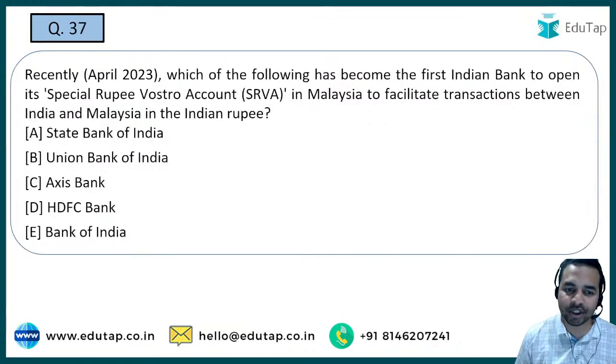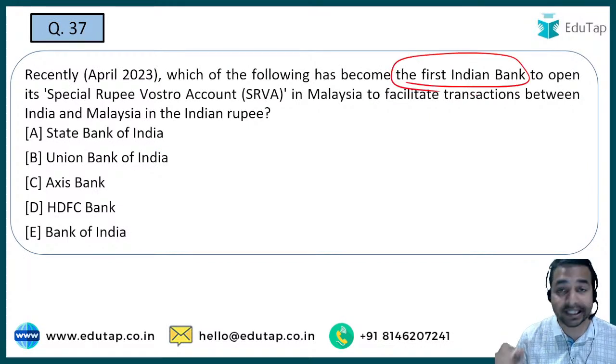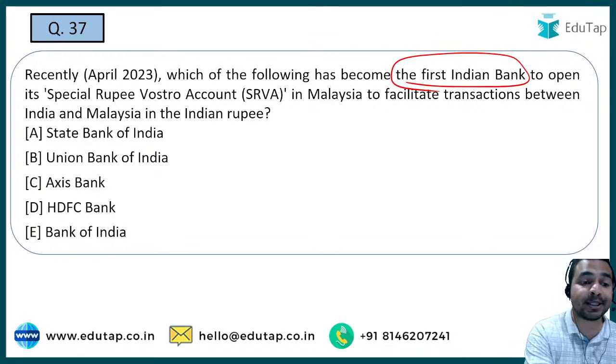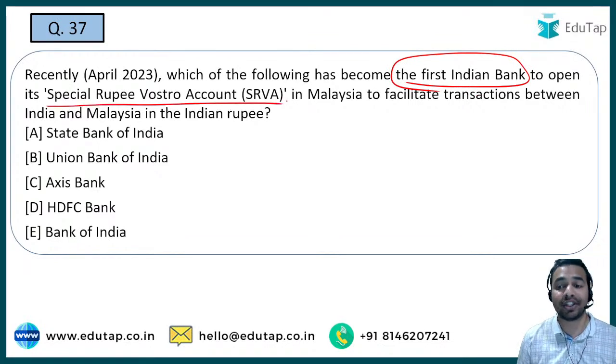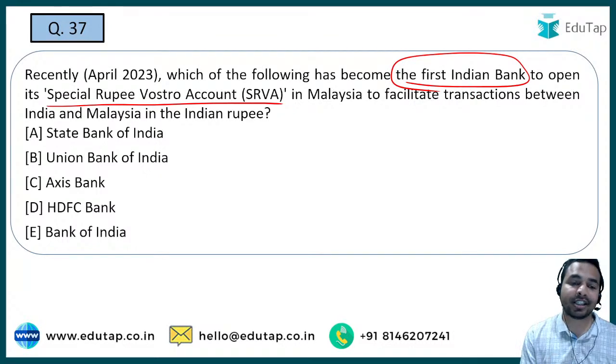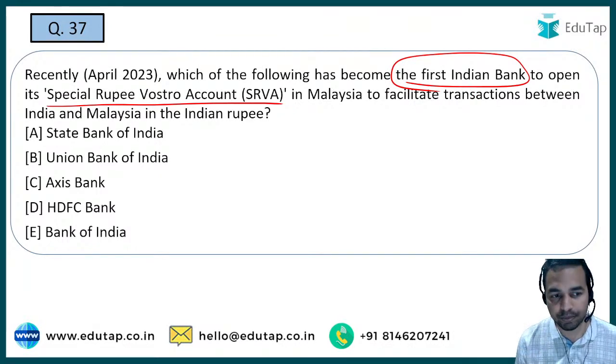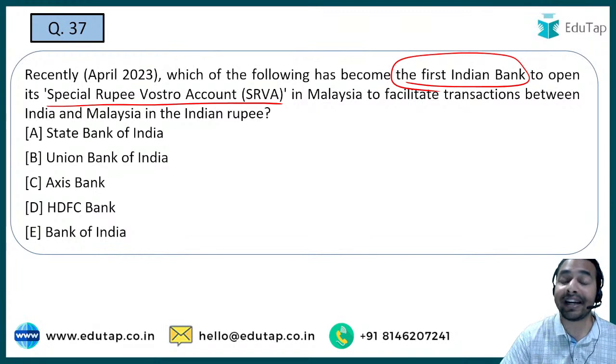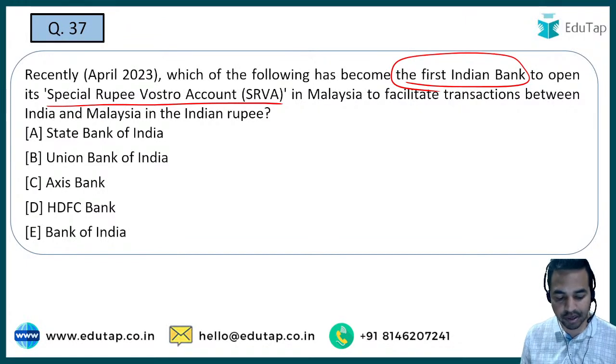Now the next question. So guys, the next question is basically you are required to tell me the name of the first Indian bank. And guys, see, this first Indian bank has opened its special rupee Vostro account in Malaysia to facilitate the transactions between India and Malaysia in the Indian rupee, and you are required to tell me and identify the name of that particular bank which has become the first Indian bank to open such SRVA account.